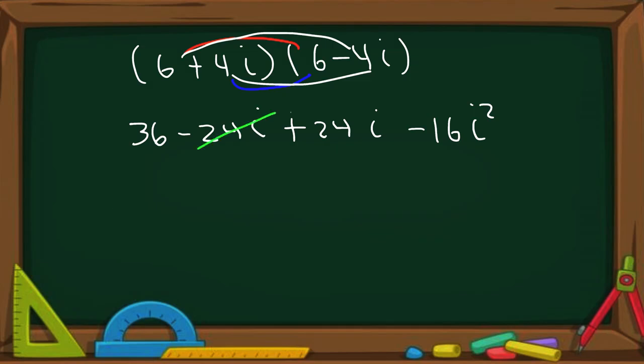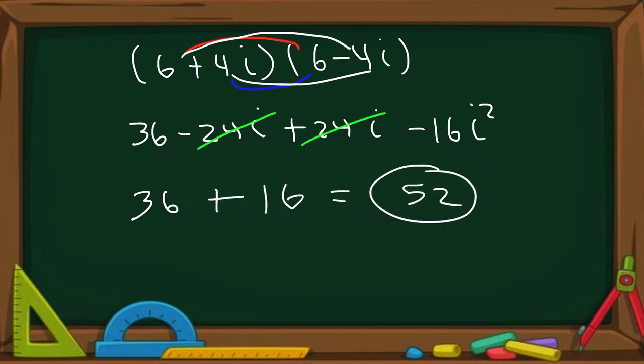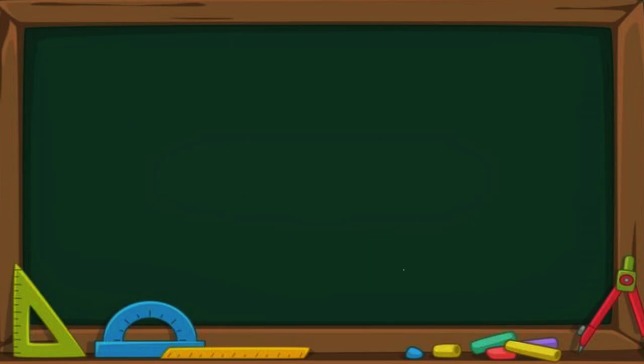-24 plus 24 add up to 0. And -16i squared is positive 16. So 36 plus 16 is 52. So when you multiply a complex number by its conjugate, you're going to get a real number. The imaginary numbers will disappear.